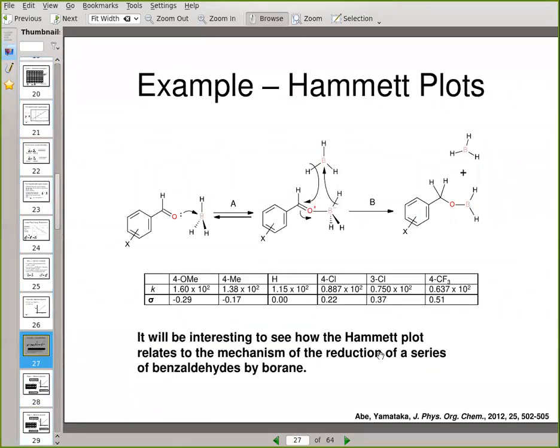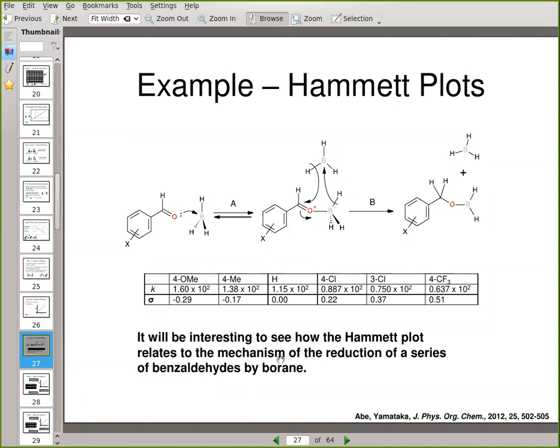So over here, this is an example, and it would be interesting to see. The question is, if you have a reduction of benzaldehydes by borane, what can we deduce from this reaction? In the rate determining step, are electrons gained or electrons lost? I hope you can see there's some complexity with movement of electrons in places within this. So it'd be interesting to explore and see exactly how electron donating and electron withdrawing groups affect this.